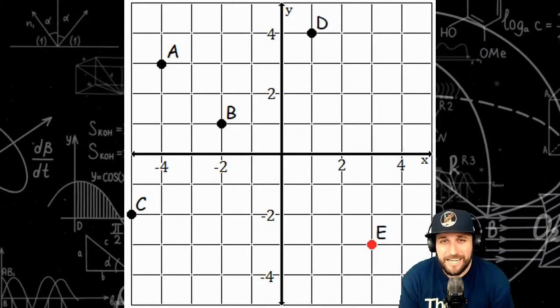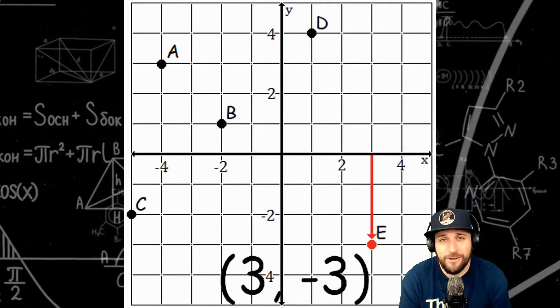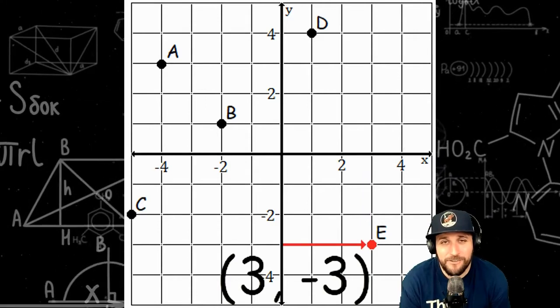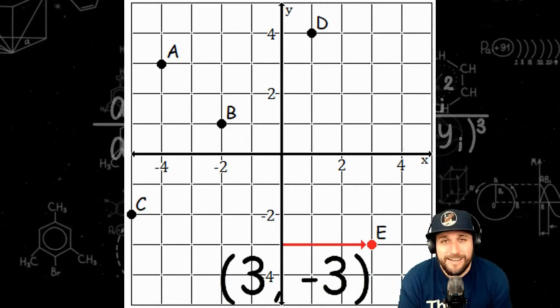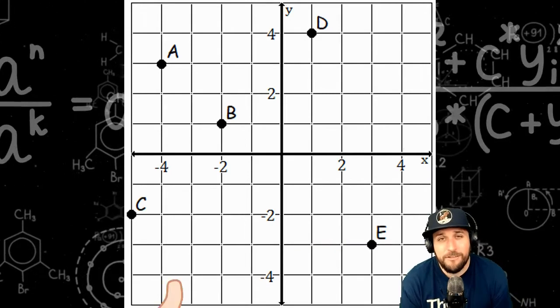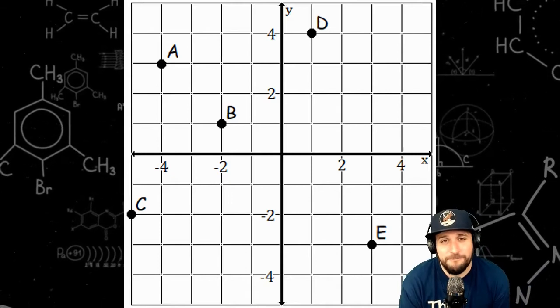And lastly, point E is at the ordered pair 3, -3. It's at 3 on the x-axis and -3 on the y-axis. So it's at the ordered pair 3, -3. So if you got all those, great job. If you didn't, hopefully you learned from your mistakes and are better for it.